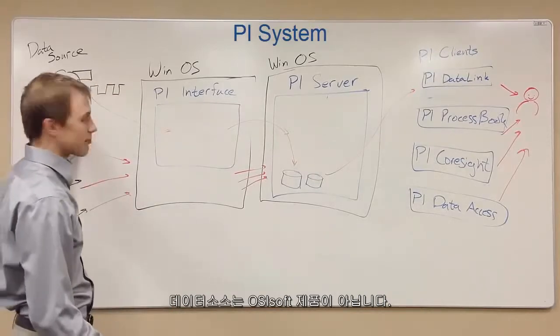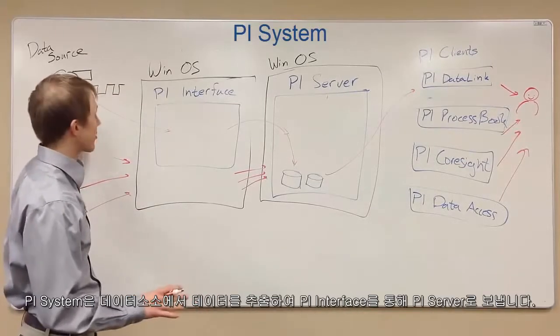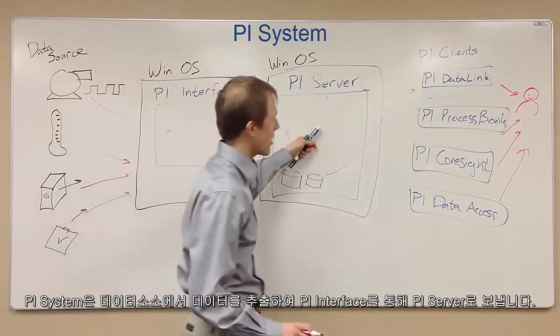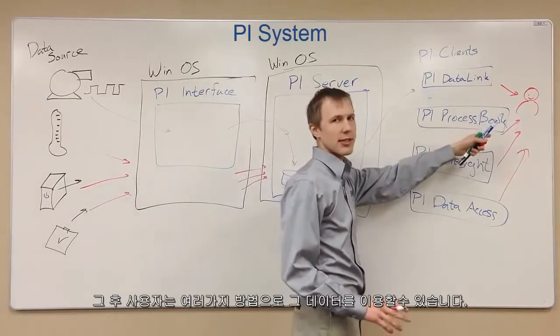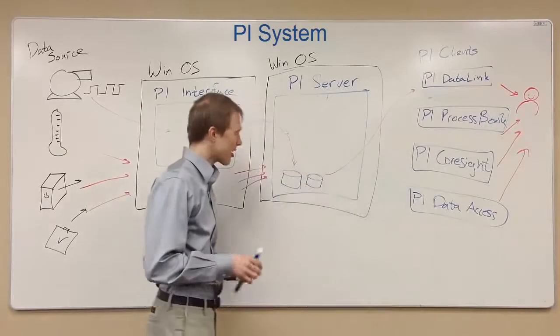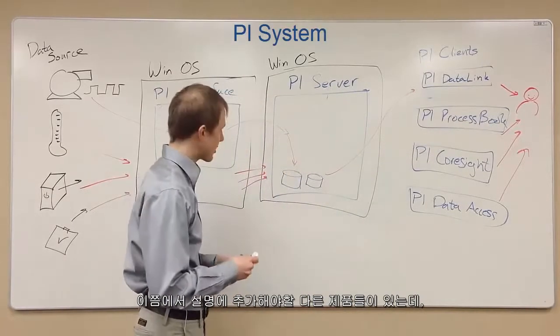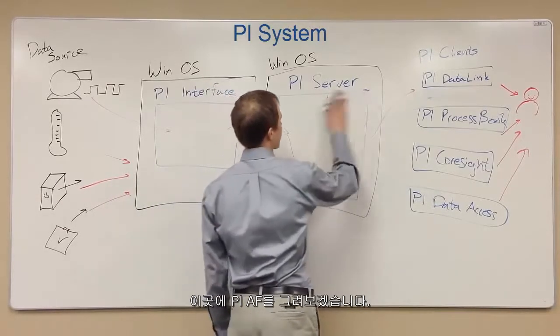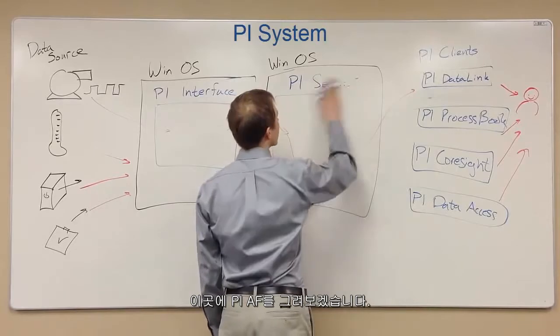There's a data source, which is not made by OSIsoft. It's a data source, which is contacted by an interface, which sends the data to a Pi server. And then there's just some way for the users to see the data. There's a whole lot of other things we add on to this. And most recently and most importantly, we have something called Pi AF. So I'm going to actually draw it in right here.